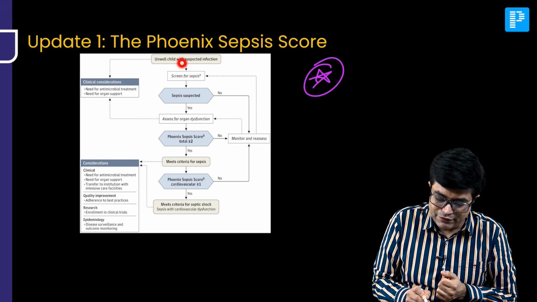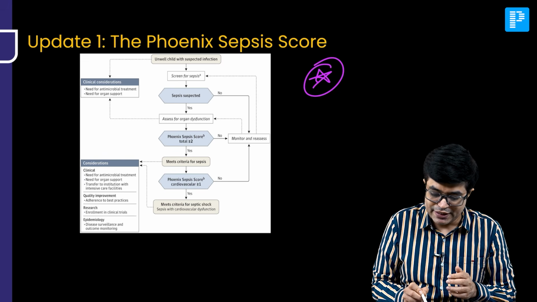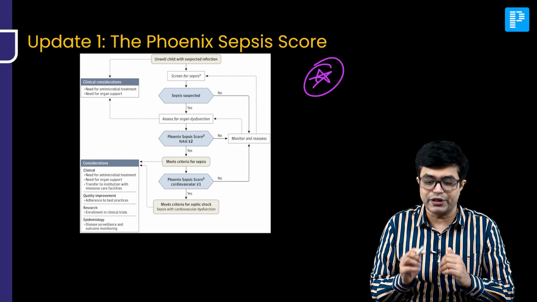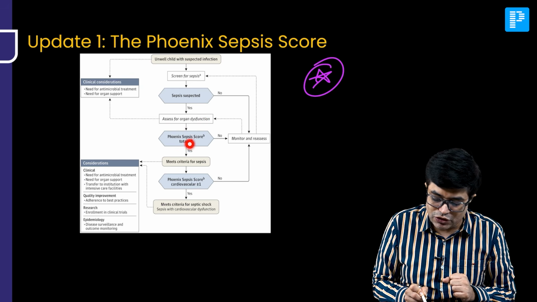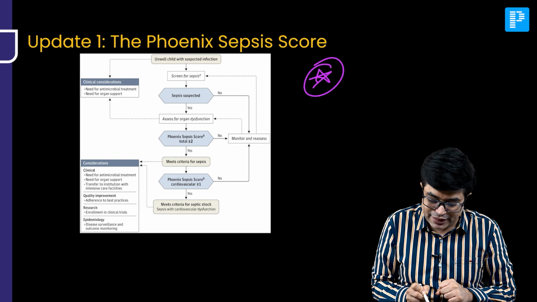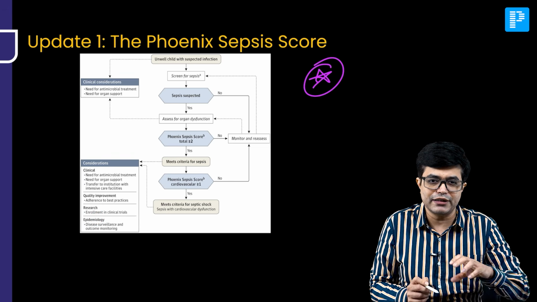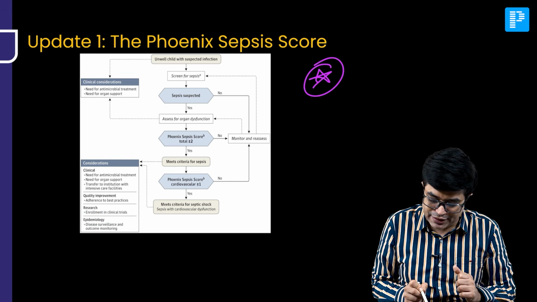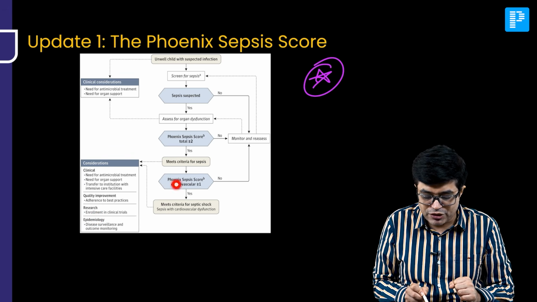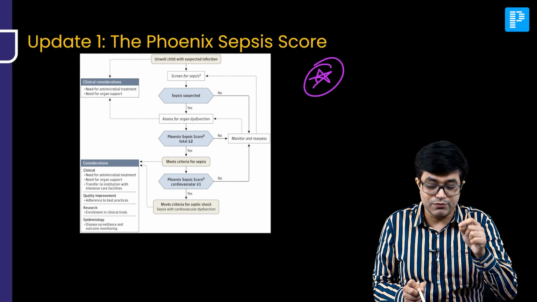So if an unwell child with suspected infection comes to you, you will screen for sepsis. Is sepsis suspected? If yes, then you will assess for organ dysfunction and you will do the Phoenix sepsis scoring system. If the score is equal to or more than 2, then you would say yes, sepsis is confirmed. Then if the child meets criteria for sepsis, the flowchart goes into this box, that is you will be starting the management in the patient, and simultaneously you will be checking if the patient has a Phoenix sepsis score with cardiovascular factor at least 1 or more or not.